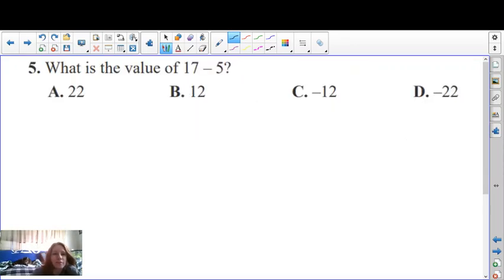17 minus 5. Well, we're getting smaller. Not that small, not that small. 12.